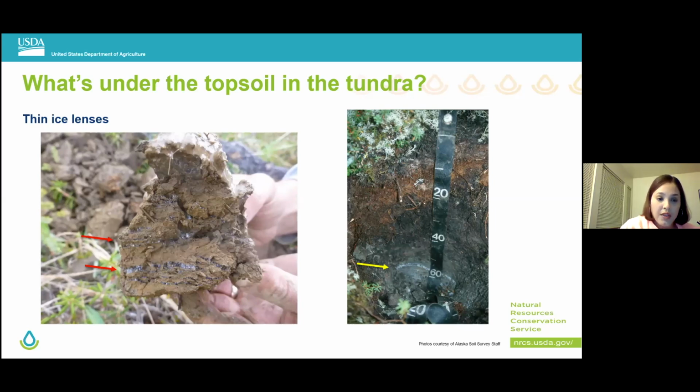And on the photo on the left, you have more ice lenses. They're very thin, but look, just one clod of soil, how many ice lenses are in there?